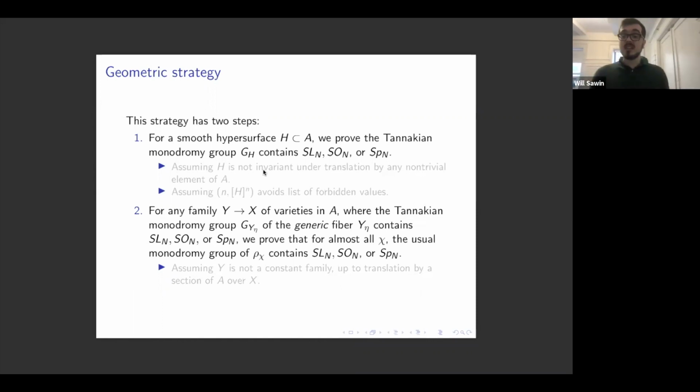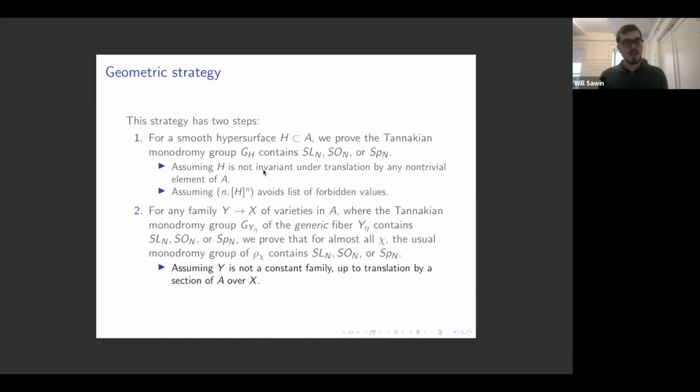And so naturally, this needs all the assumptions that our main monodromy theorem has. So the first statement needs our assumption that H is not invariant under translation, and it needs our assumption that we're avoiding this weird list of forbidden values. And our second statement needs the assumption that it's not a constant family. And even in this setting, the list of forbidden values may be a technical restriction. I don't know whether the weird, interesting monodromy groups, interesting Tannakian groups, actually show up for these objects.